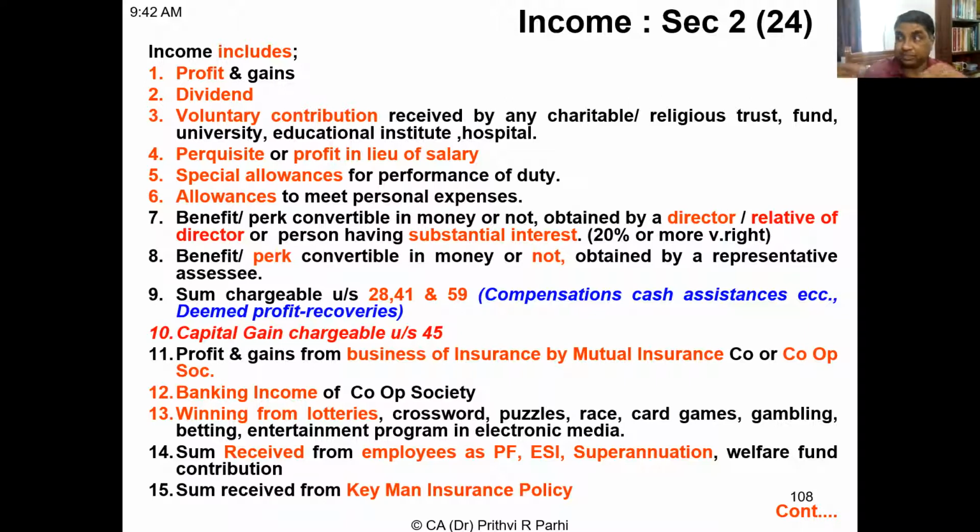Point 14. Sums received from employees as PF, ESI, superannuation, welfare fund contribution. These are provident fund, ESI, superannuation fund, etc. This point says sums are received from employees. How are they received? Normally, the employer deducts some money for PF, ESI, superannuation fund, etc. Some of you might be aware of the concept of how provident fund and ESI money is deposited.